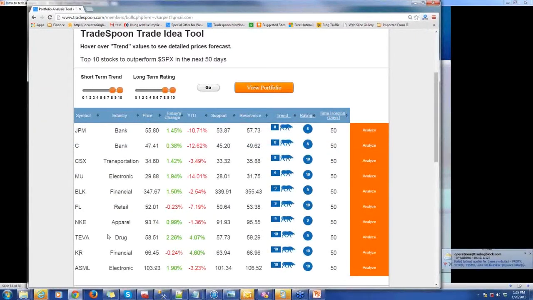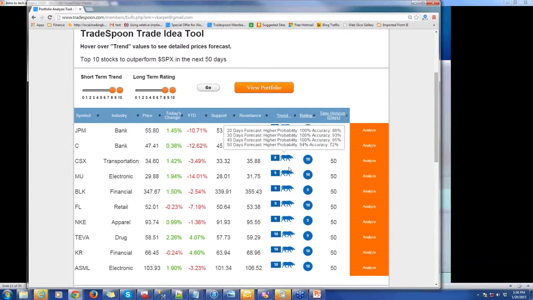We don't list a lot of names. There are only 9 or 10 names that made our list. So there are only 10 stocks that we think will outperform the market in the next 50 days. So you definitely don't want to trade against the trend. You want to go long these names when the setup is proper, when the setup for the entry into the trade is proper.